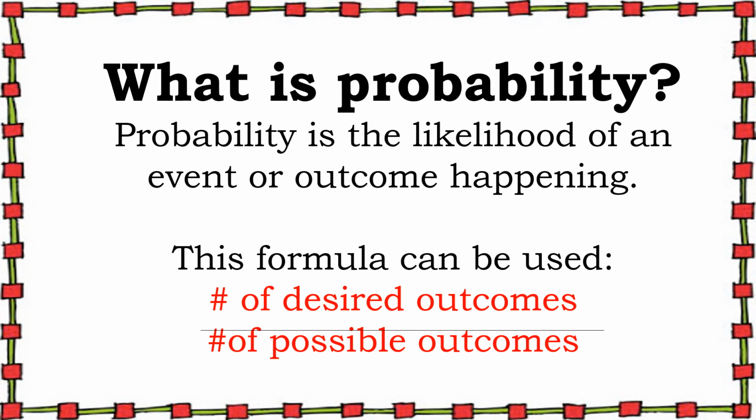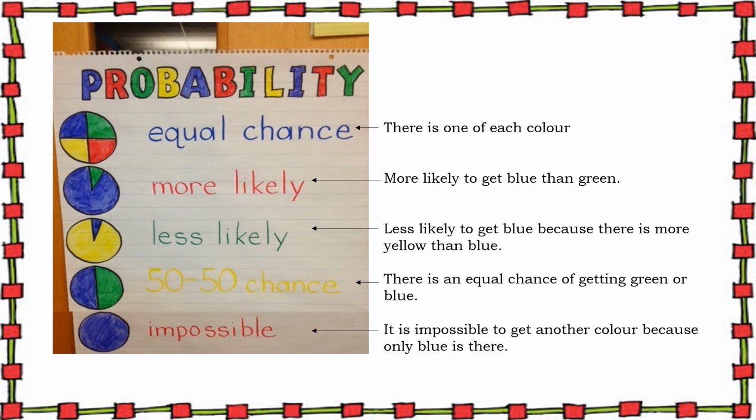And I'm going to explain. Here we have a chart that is showing us and explaining to us probability. The first circle has equal chance. Here's what this means. You have green, blue, red, and yellow. That means you can either choose yellow, green, blue, or red because each of them is only there once.